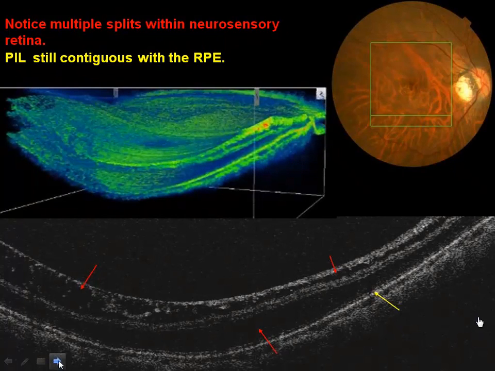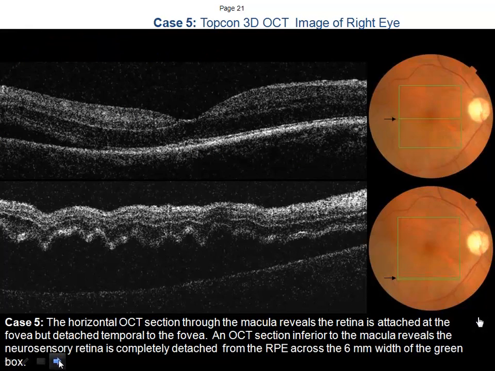That's what it looks like in 3D. And there's the patient's fundus. Okay, so now we have our 6 by 6 millimeter box, one slice right through the fovea shown here. We can see peripherally, temporally, it looks like 9 layers of neurosensory retina separated from the RPE.